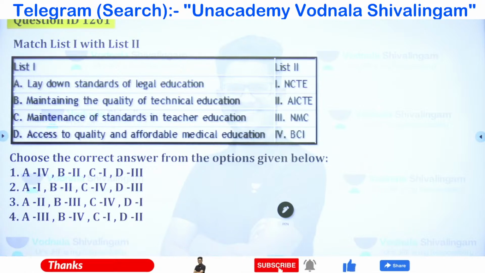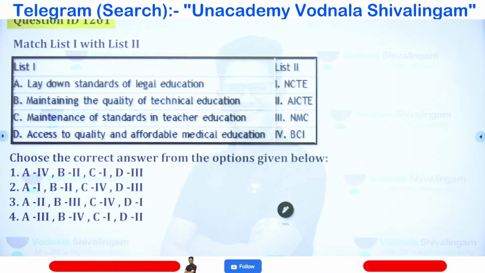Next here, list 1 and list 2. NCTE as well as AICTE and NMC and BCI, the respective bodies, and we need to match them.